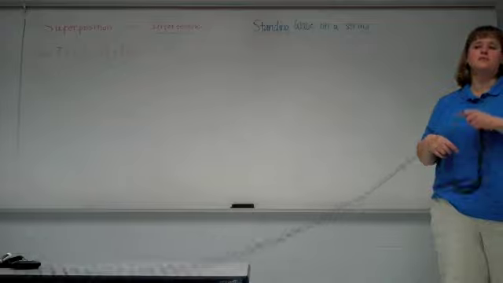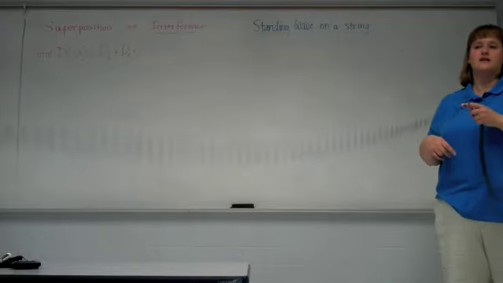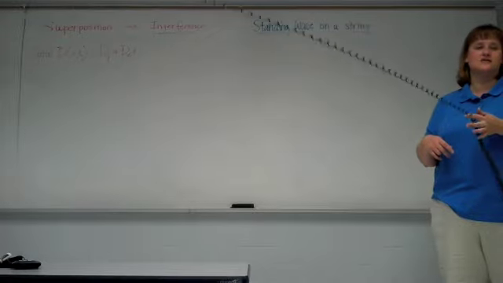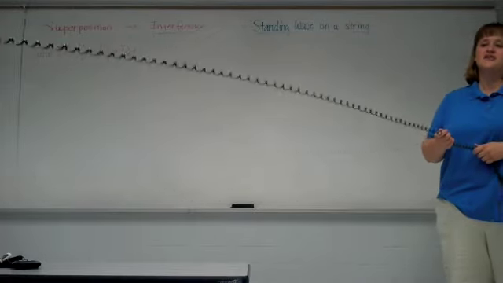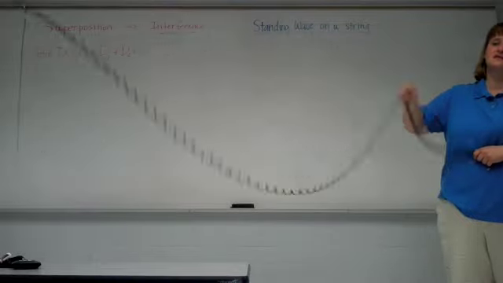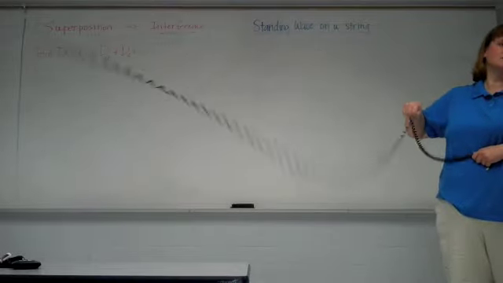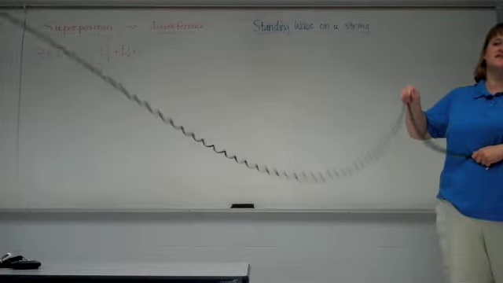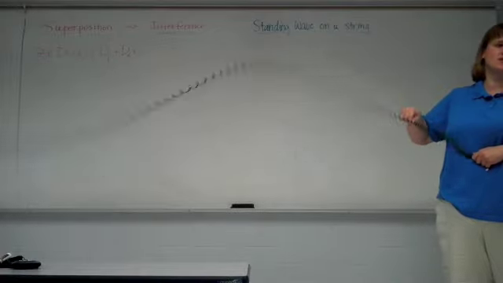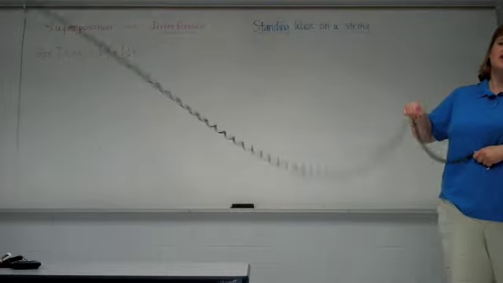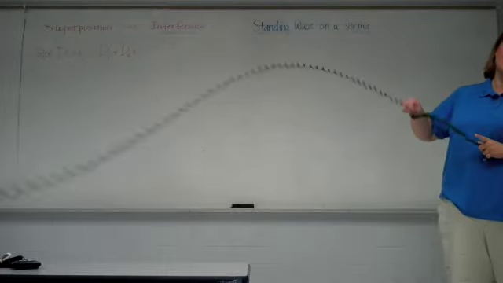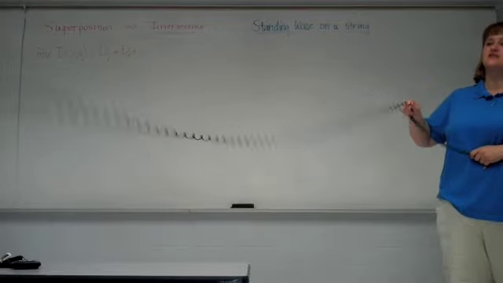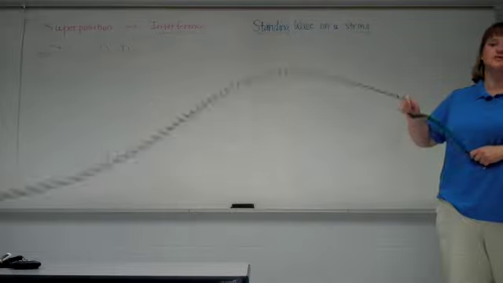So it looks like we can play jump rope. Okay. This isn't the only pattern we can get, though. This is the simplest pattern you can get on a string. If I shake it at just the right frequency, I can get two loops. Those are positions of constructive interference. Those are considered antinodes, is what we call them. Notice not only the ends, but now we have the middle point that isn't moving very much. Those are points of destructive interference. Those are considered nodes. That's what they're called.